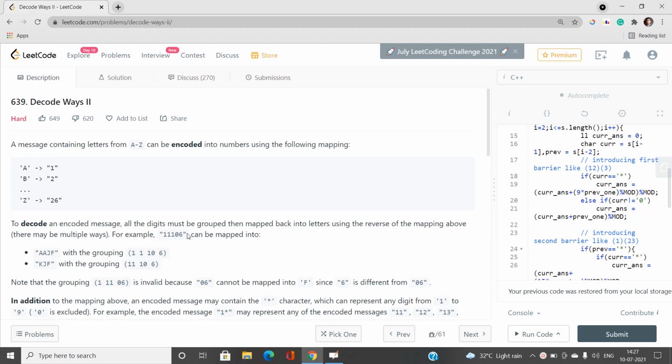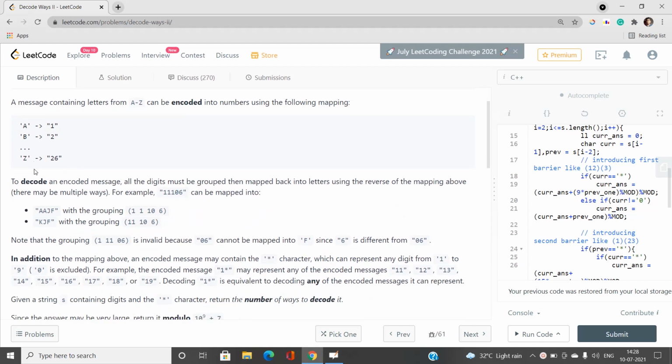So let's move further. A message containing letters from A to Z can be encoded into numbers using the following mapping. That is, if it is A, we are going to denote it by 1. If it is B, we are going to denote it by 2, and so on up to Z, which is going to be denoted by 26. Now to decode a particular encoded message, all the digits must be grouped and then mapped back into the letters using the reverse of the mapping above. I don't know what all these are saying, but I will explain this in a much simpler manner. Now consider this string, 11106.